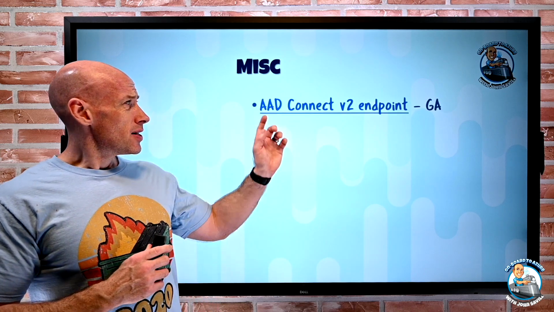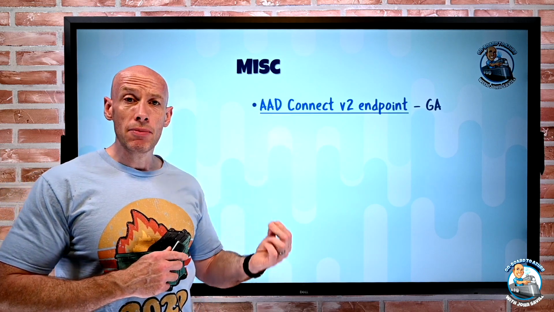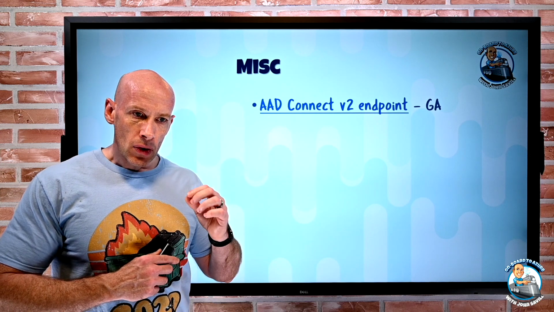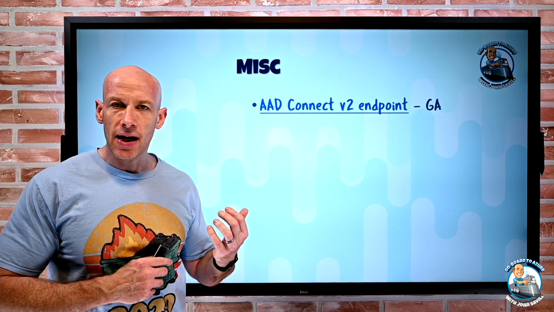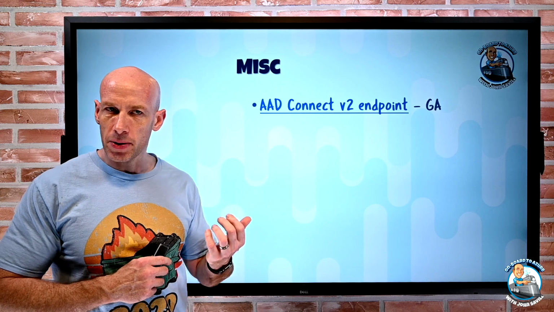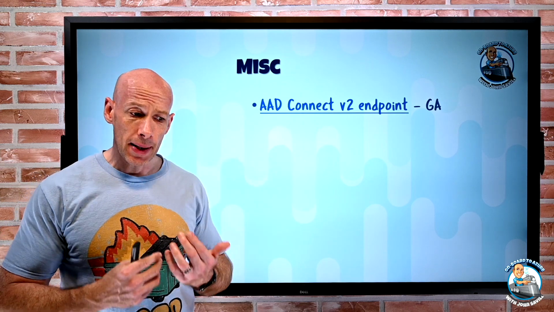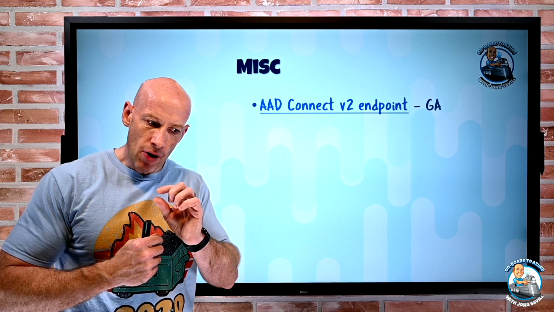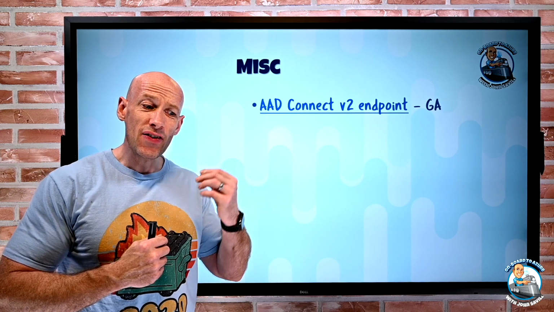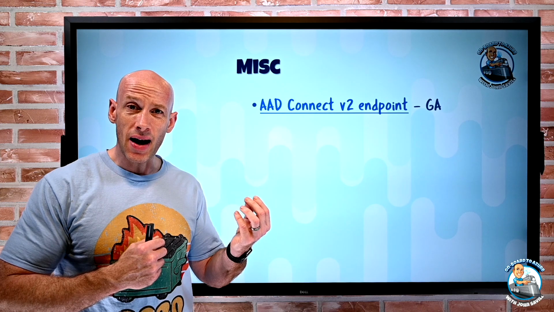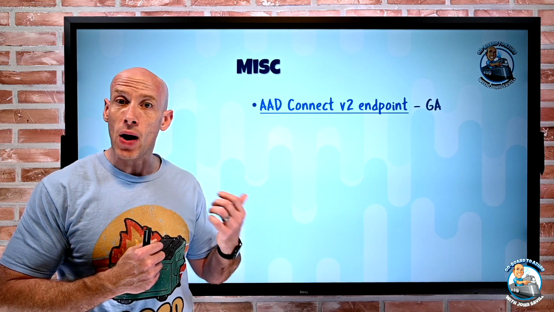Miscellaneous. The Azure AD Connect V2 endpoint is now available. There's really just two commands I have to run to switch this over. It's in the documentation. What it's going to expose to me is a higher performance set of replication. And now I can replicate groups of up to 250,000 members, up from the 50,000 that's the V1 endpoint.